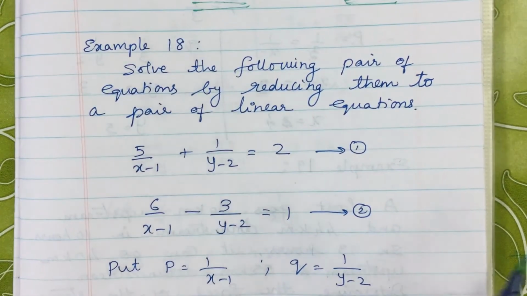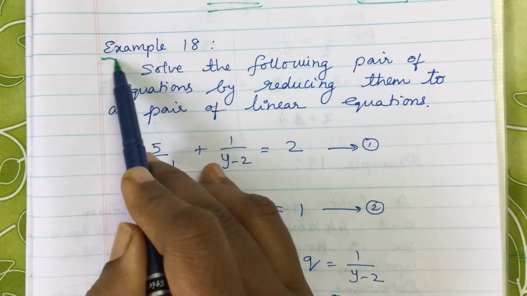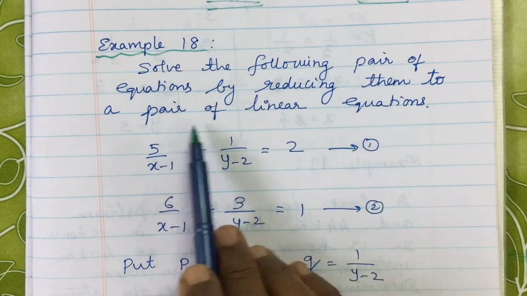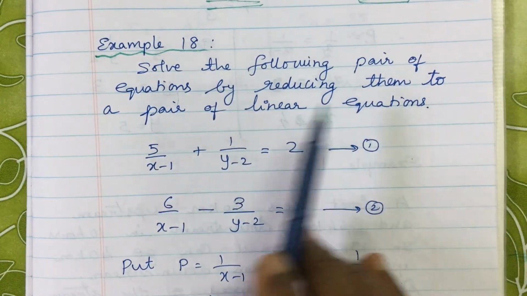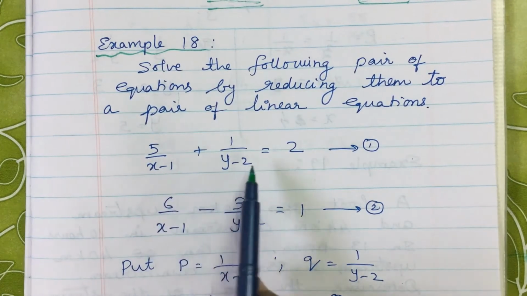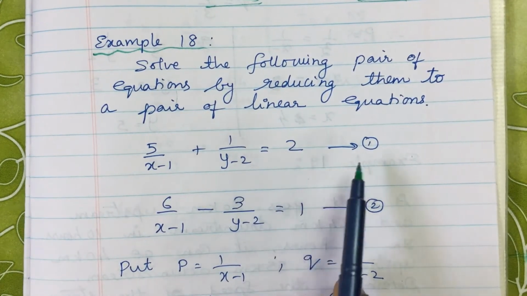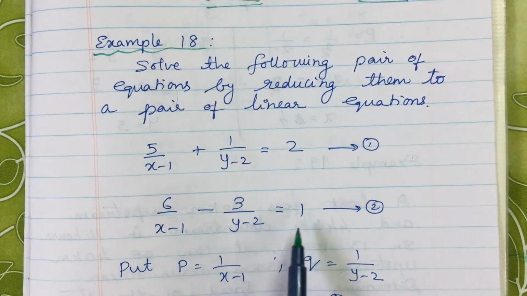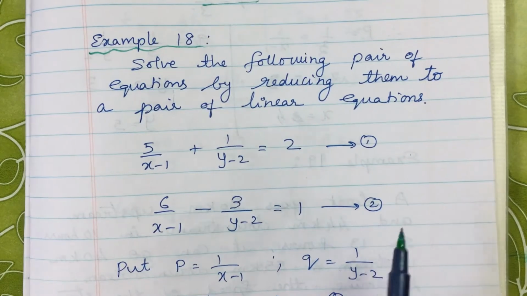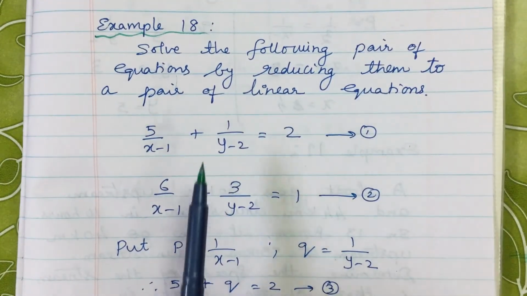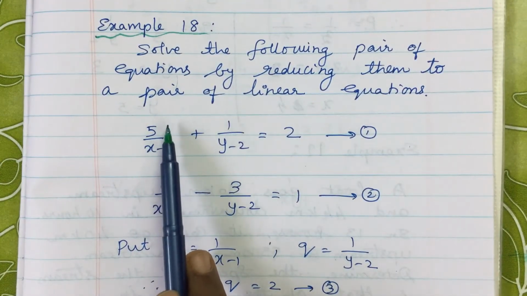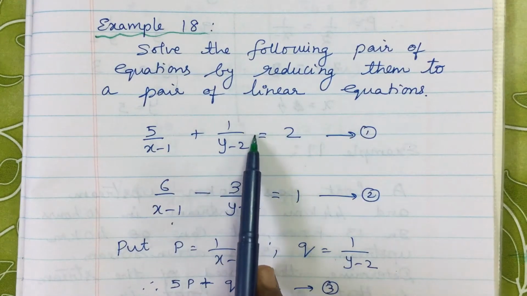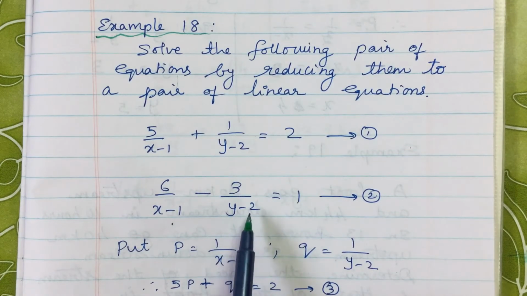Okay, then coming to example 18, solve the following pair of equations by reducing them to a pair of linear equations. Okay, here 5 by x minus 1 plus 1 by y minus 2 equal to 2, that is the first equation. Then 6 by x minus 1 minus 3 by y minus 2 equal to 1, that is my second equation. If you see the given equations, it is obvious that you can find the same 1 by x minus 1 here also. Here it is 1 by y minus 2, here also it is 1 by y minus 2.